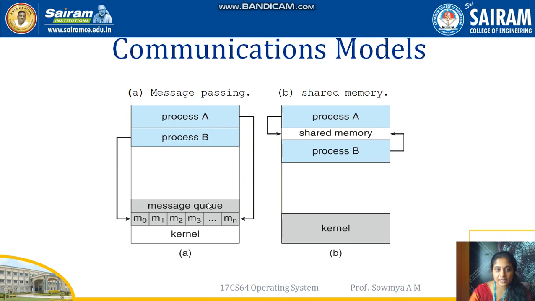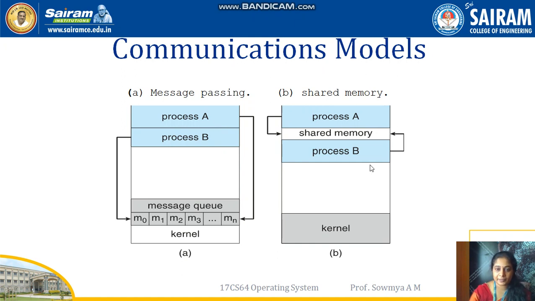So there will be a message queue in a message passing system. Main memory will have one block of message queue, and the messages are stored with the address of the process ID to which the message has to be sent. Each process accesses this message queue to check whether there is a message for its process ID. So if M0 has to be sent to process A, then process A can take the message based on the message queue.